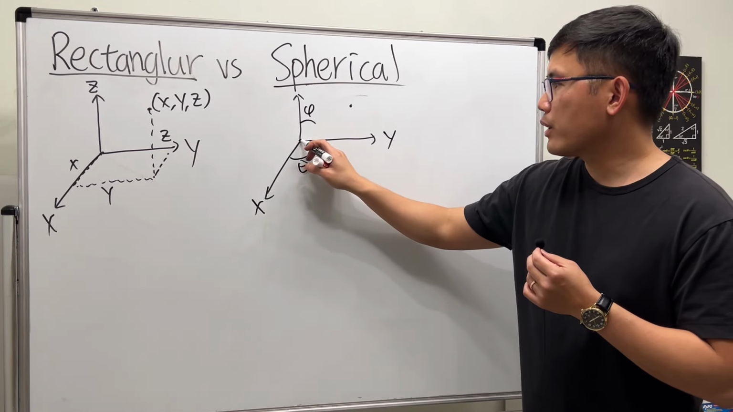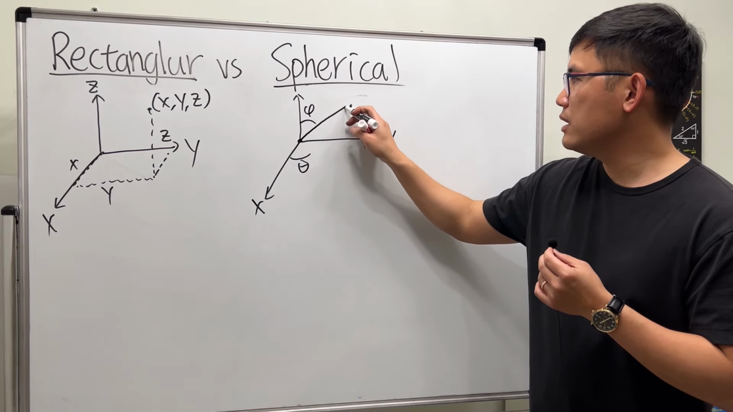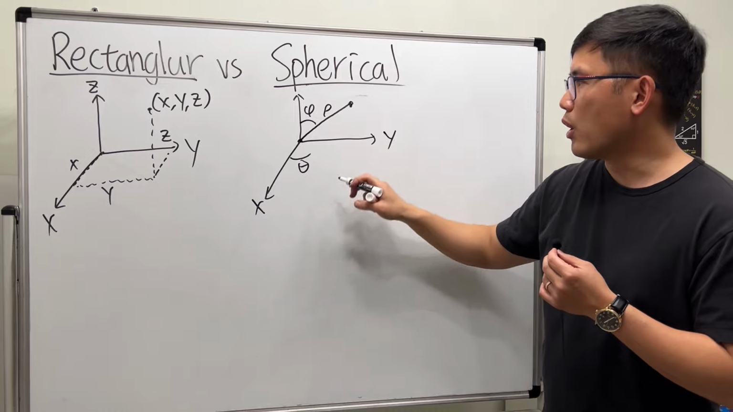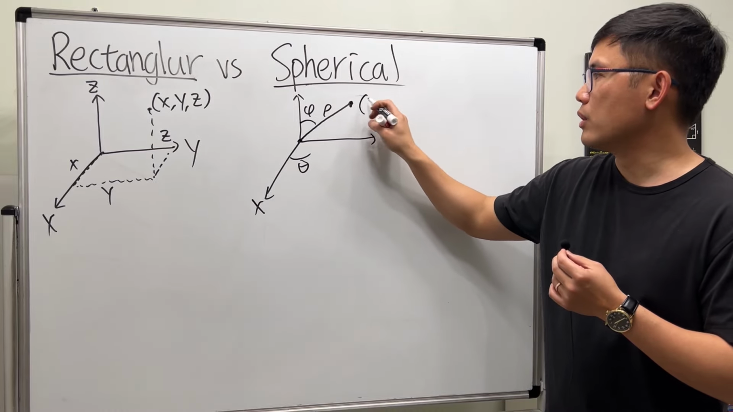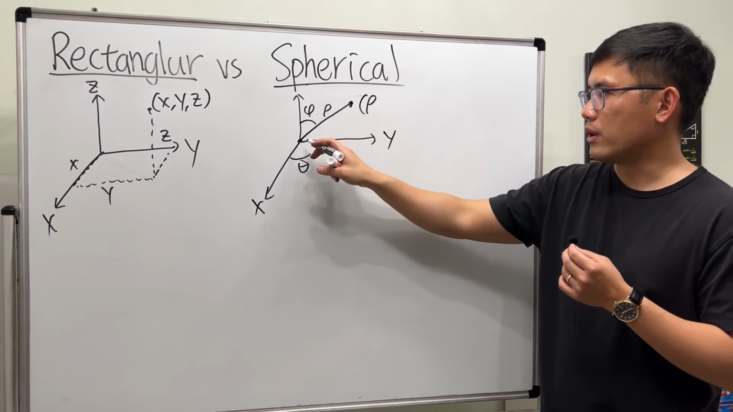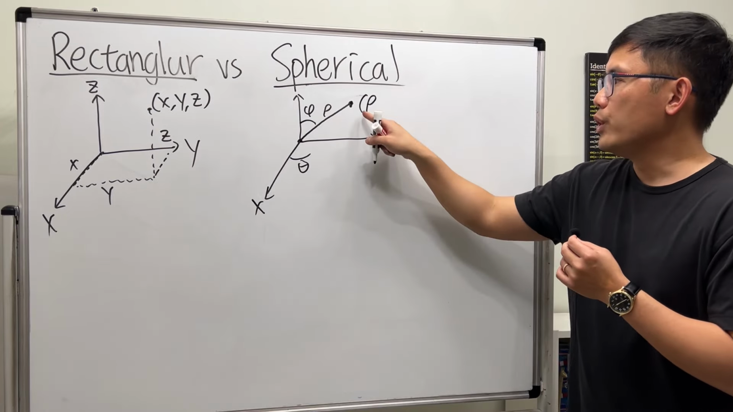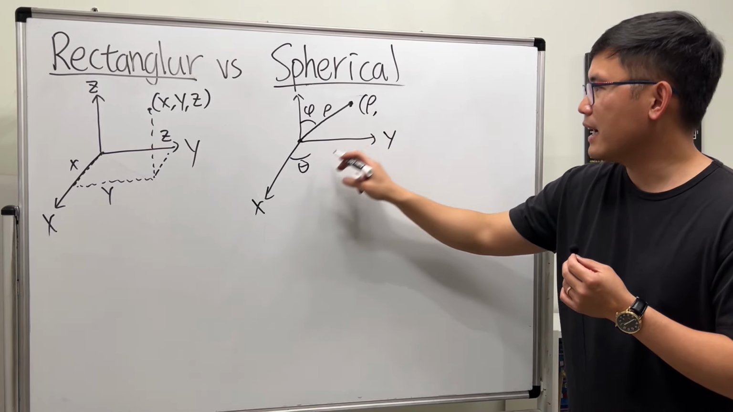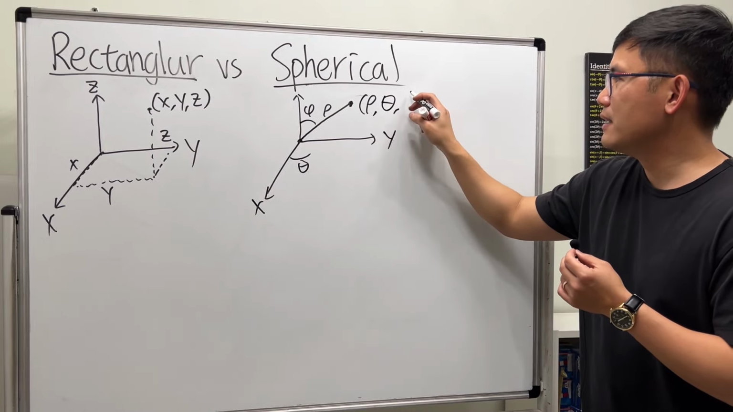And then we are going to go from the origin directly to the point. We call that distance rho. So this is not p, it's rho. It's just the distance from here to here. We write this point as rho, theta, and then phi.